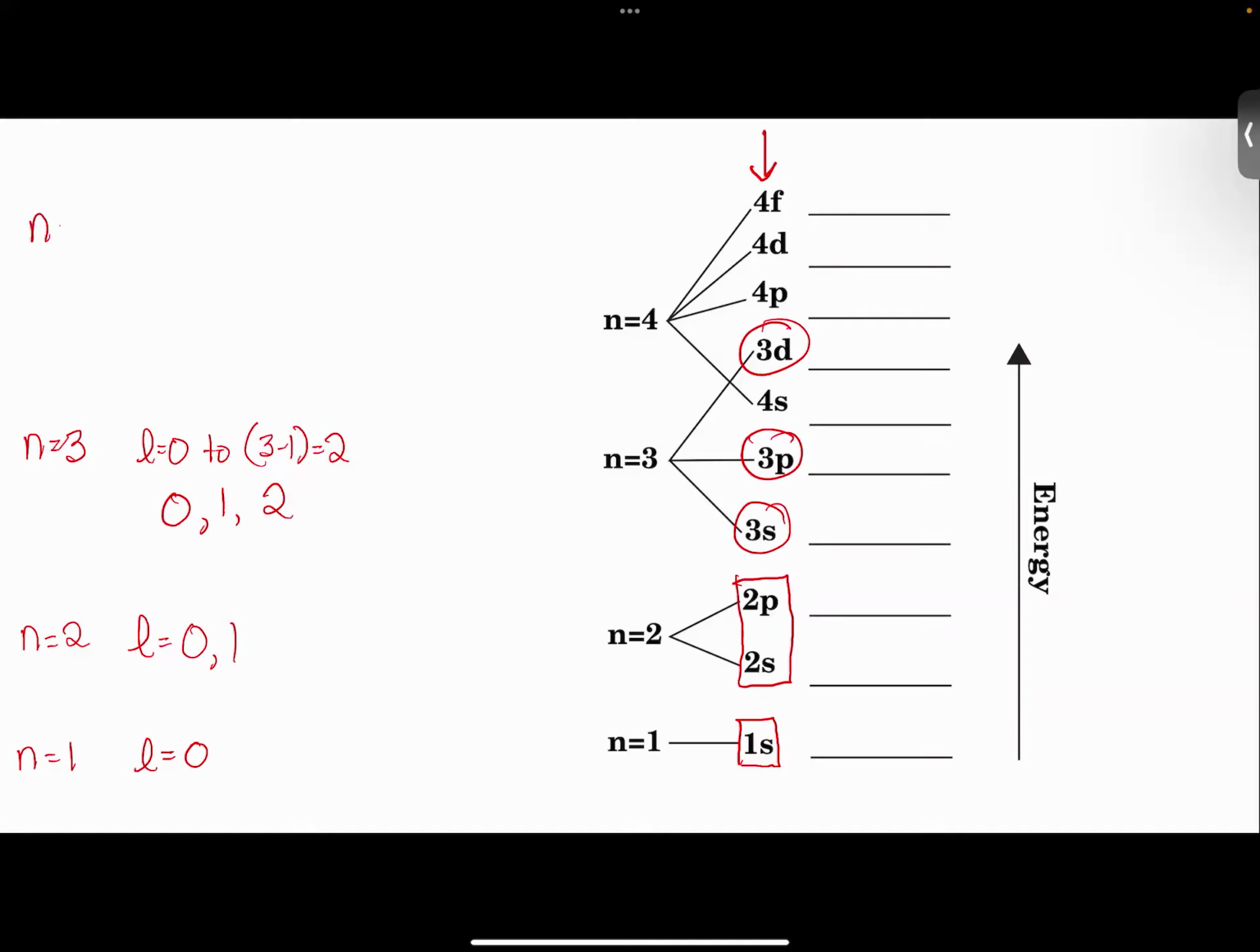We could continue this process and do n equal to 4, and you would find that the L options for n equals 4 are 0, 1, 2, and 3. That's why in the fourth shell, you have the 4s, the 4p, the 4d, and the 4f. At this time, F is as high as we go with respect to elements. But if we go past that, then we do it alphabetically. So the next thing would be a G.